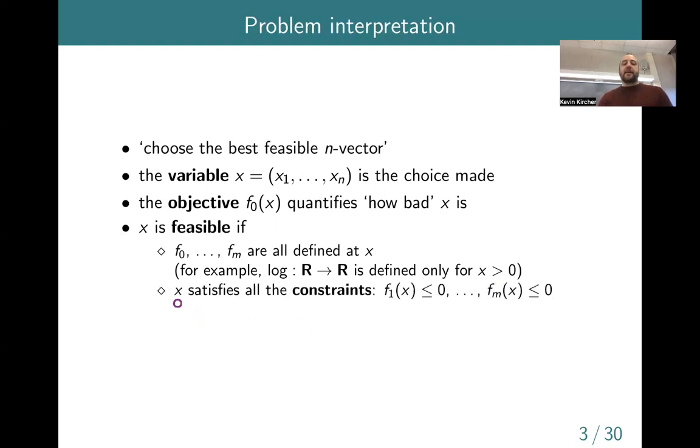And then x also has to satisfy all of the constraints. So feasibility doesn't say anything about how good or bad a given value of x is. It just says that it's acceptable in some sense, that it's not going to violate any constraints, break any laws, things like that. So that just means that f_i of x is less than 0 for all i.